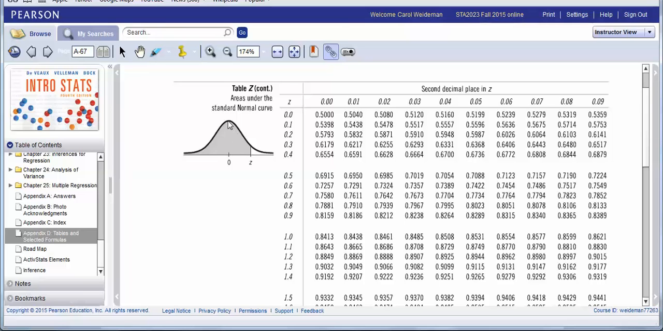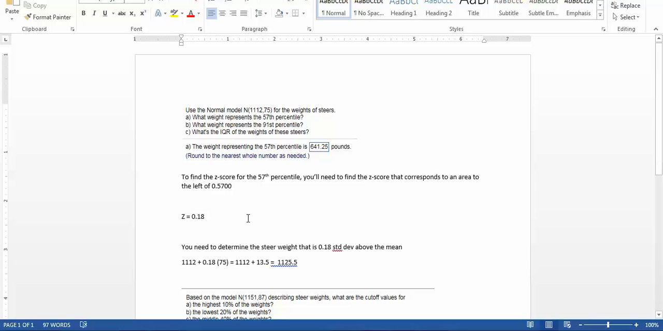So I know it has to be a positive z-score, because up to 0 would be 0.5. So I look in the body of the table, and I find the number closest to 0.5700, which would be right here, 0.18. So if I'm going to do this by hand, I want to find the steer weight that's 0.18 standard deviations above the mean. And that's what I've done right down here.